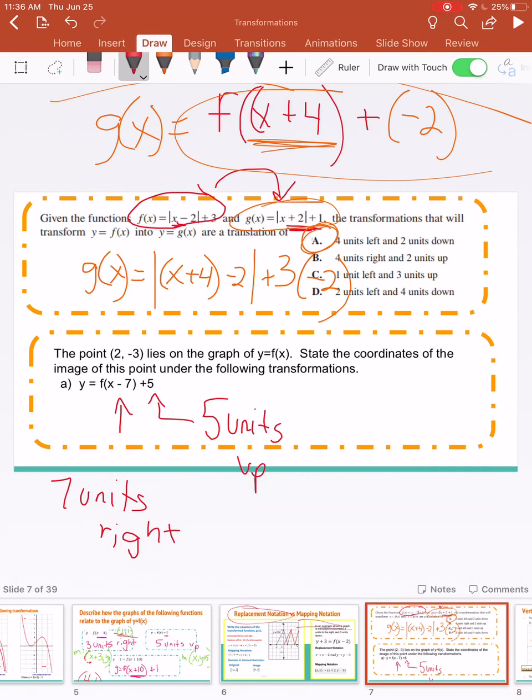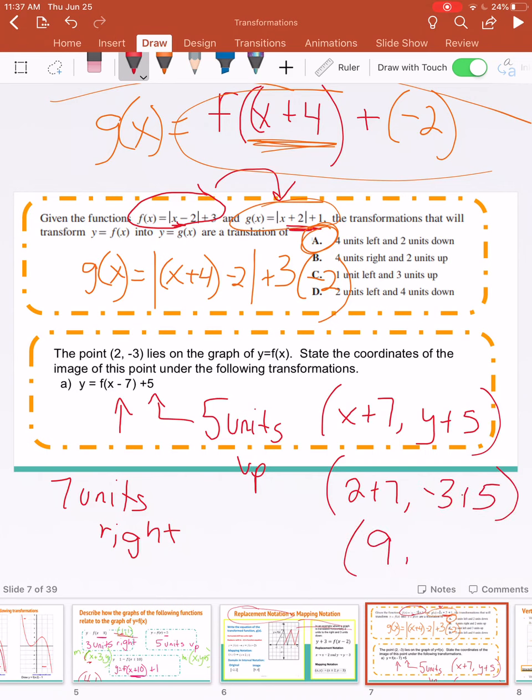Okay, so if I wanted to write my mapping coordinates, and I just like kids to get into the habit of writing those mapping coordinates because they make such a big difference later on when we start combining transformations. Okay, I'd have x plus 7 and y plus 5. That's what my mapping coordinates look like. So now I just substitute that original point. So 2 plus 7 is 9, and negative 3 plus 5 is positive 2. So then the new point would be 9, 2.